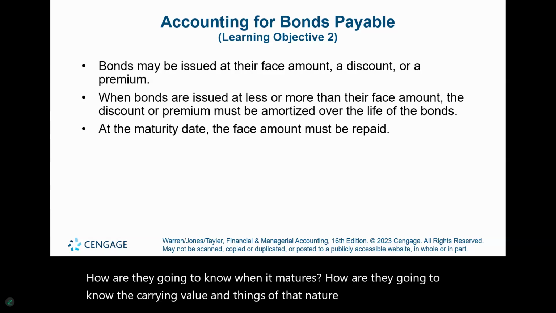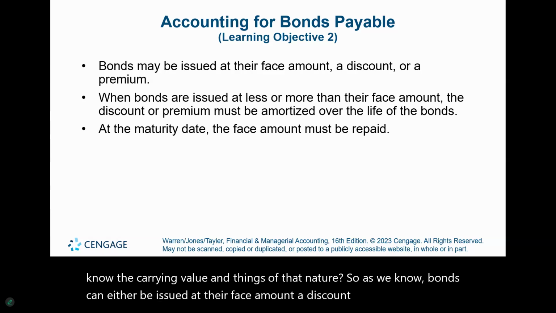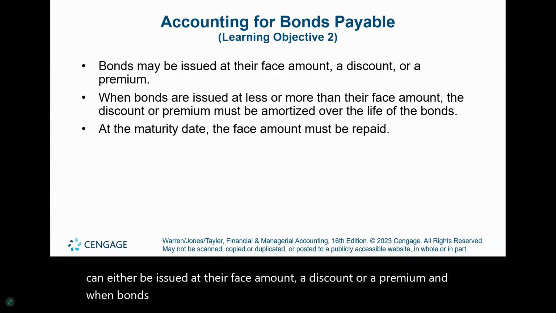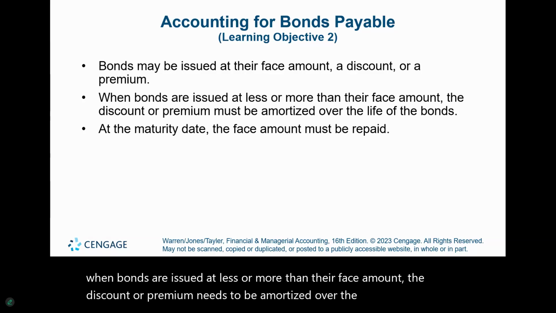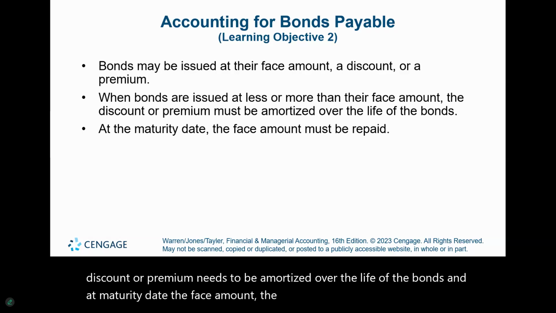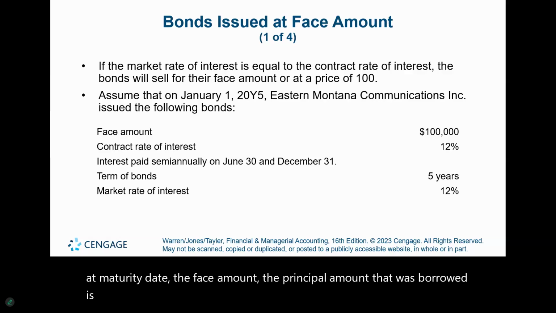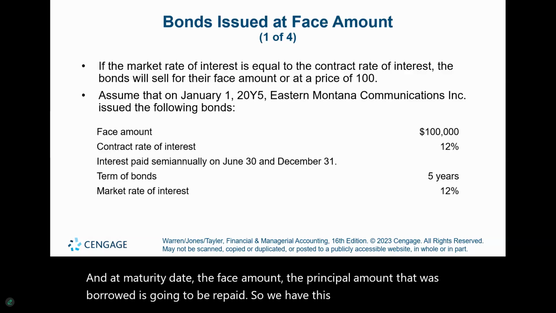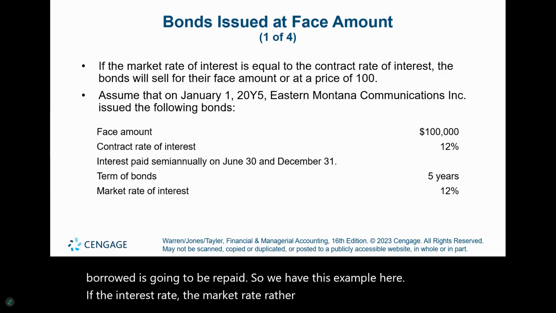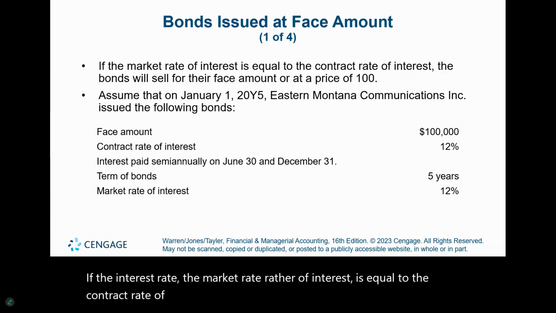So as we know, bonds can either be issued at their face amount, a discount, or a premium. And when bonds are issued at less or more than their face amount, the discount or premium needs to be amortized over the life of the bonds. And at maturity date, the face amount, the principal amount that was borrowed, is going to be repaid. So we have this example here. If the market rate of interest is equal to the contract rate of interest, the bonds are going to sell for their face amount, or at a price of 100.